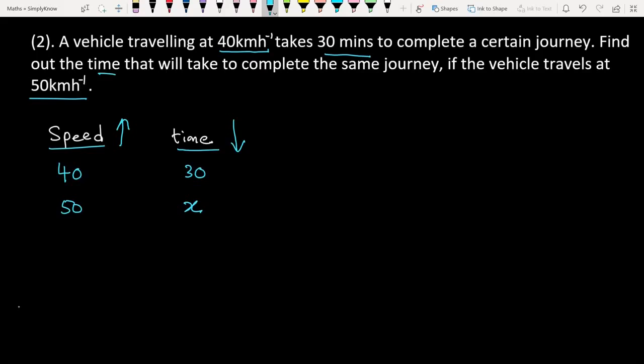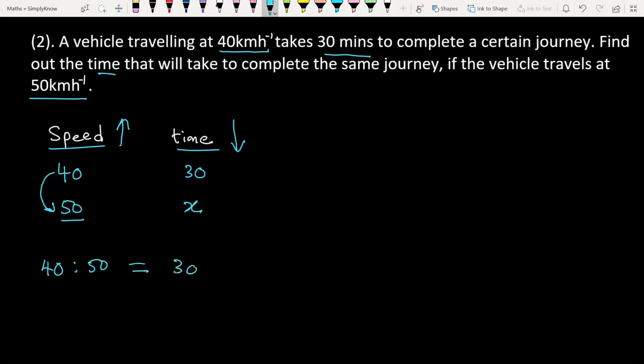So we see that the speed has been increased from 40 to 50. So if I write the ratio of speed, I can say it's 40 to 50. And this ratio of speed equals the ratio of time which is interchanged because there is an inverse proportion. So we need to write by interchanging the numbers of the ratio in time.